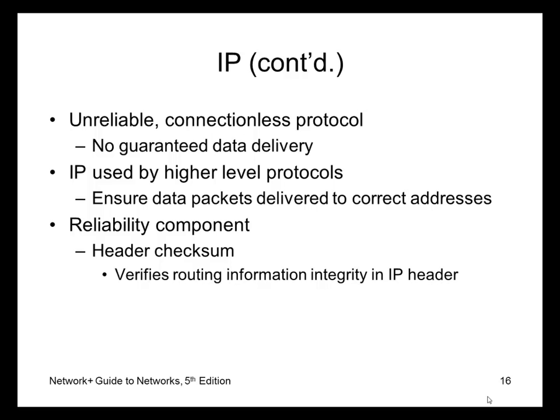IP is used by higher level protocols for addressing, like our email. Just because we type an email address correctly in Outlook, does that mean it's going to get there? No, it takes something else to make sure it gets there, which would be the SMTP protocol, which we're talking about. Okay. It has a reliability component. It is checking the checksum to make sure the address is correct. Did you put a zip code? That kind of stuff. Okay.